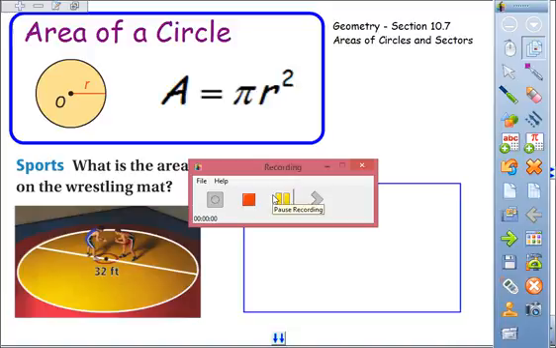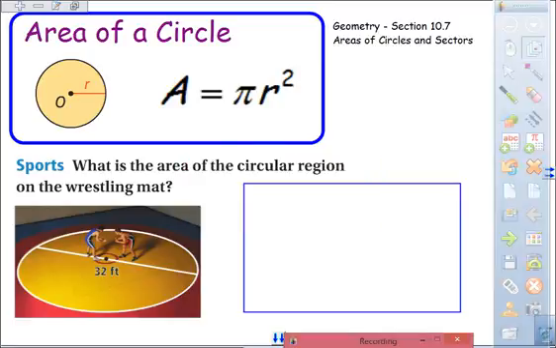Lesson 10-7, Area of Circles and Sectors. The area of a circle is pi r squared. The following question says, what is the area of a circular region on the wrestling mat?